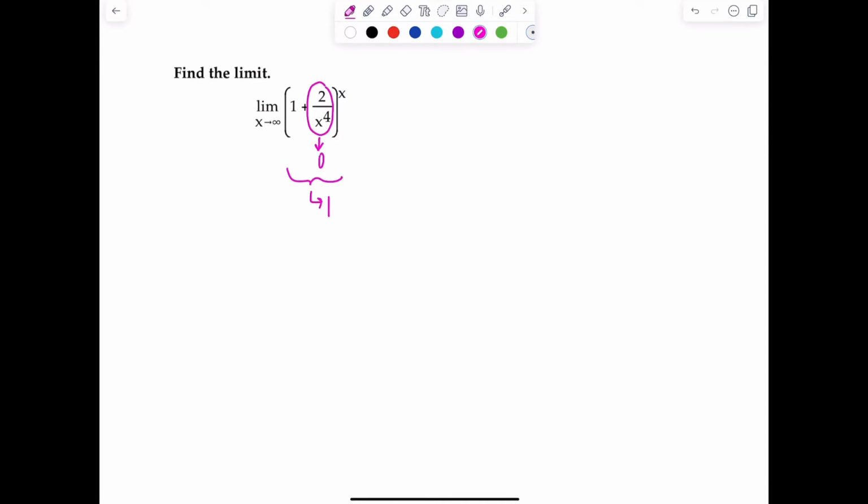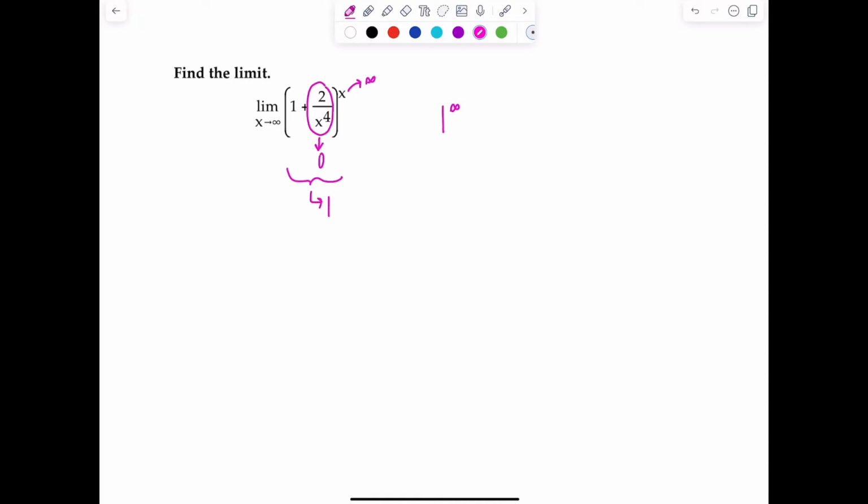It's not equal to 1, right? It's not a constant. I have 1 plus 2 over x to the 4th, but as x gets large, it approaches 1. And then where's the exponent going? It's approaching infinity. So I have an indeterminate form of the type 1 to the infinity. Now in order to use L'Hopital's rule, I have to somehow rewrite it so that it's of the type 0 over 0 or infinity over infinity. How do you do that?